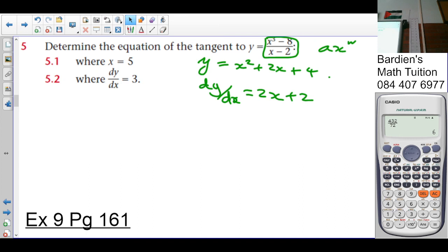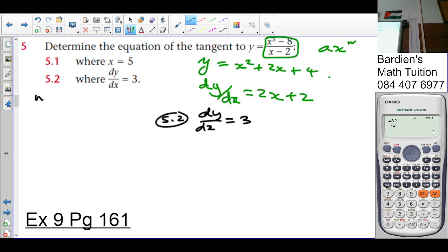Okay. So in 5.2, they want to know where dy/dx is 3. So what do we know at this point? We know that the gradient is 3, not so? So the equation now reads y is equal to 3x plus... So in other words, we just need that point of contact. Once we got that, the job is done. We'll have the equation of the tangent.